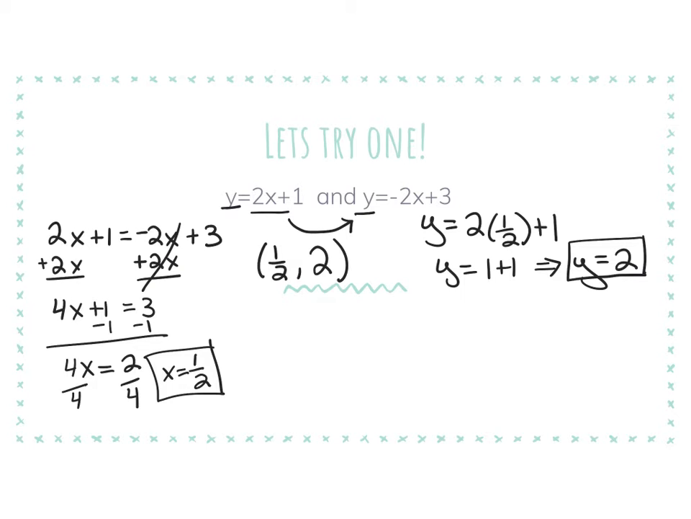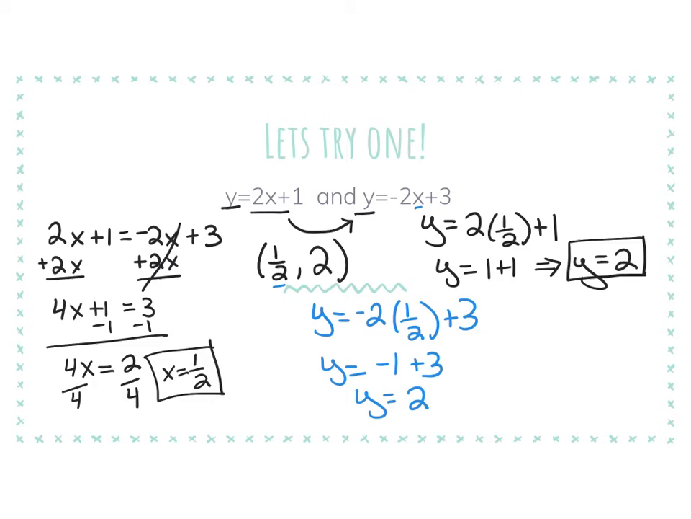But as we know, the smart thing to do is to plug these numbers into our second equation and see if it makes sense. So our second equation is y equals negative 2x plus 3. We're going to plug in our x value. So then we have y equals negative 1 plus 3, which gives us y equals 2. So as you can see, when x is 1/2, y is 2, which is consistent with the answer we have.